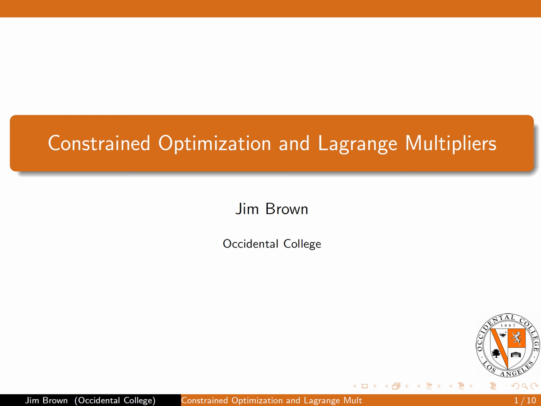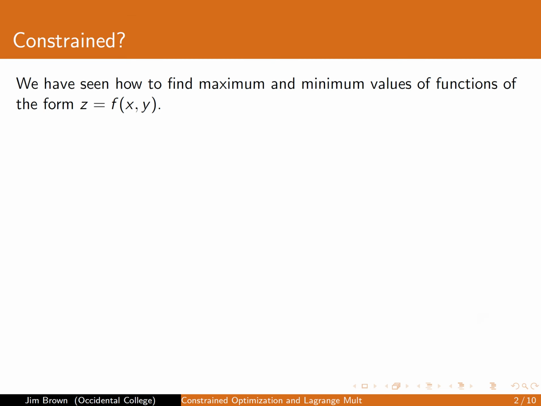So our lecture today is on constrained optimization and Lagrange multipliers. So we need to figure out what do these words actually mean. So the first thing we want to figure out is what do we mean by constrained optimization? So we've seen before how to find maximum and minimum values of functions when they're functions of one or two variables. So in this case, we're going to be more interested in the two variable case.